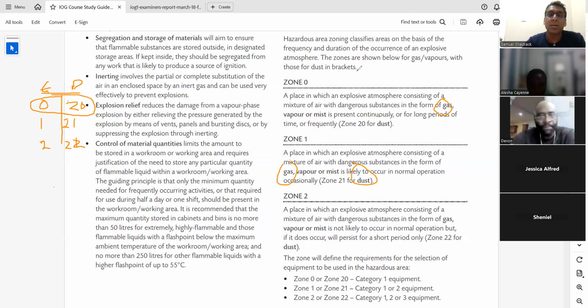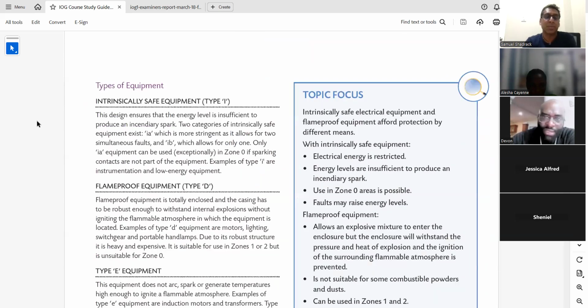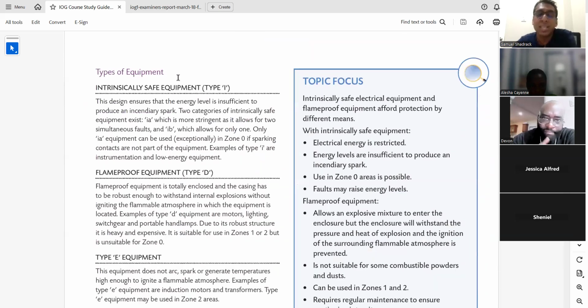To end off, I want to end off with the different types of tools. So if you are working in that type of atmosphere, they recommend that you use certain types of tools that are, well, not really fire resistant, but tools that are intrinsically safe, tools that are fireproof, or tools that are catered for that type of environment. We have them here. Intrinsically safe, type 1.